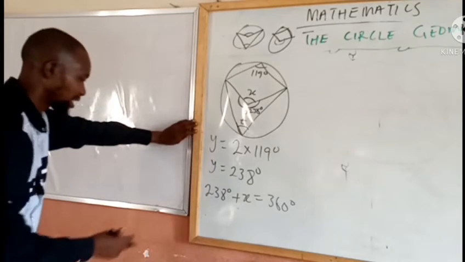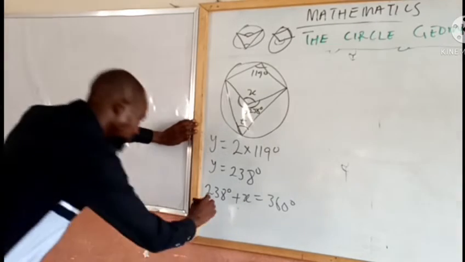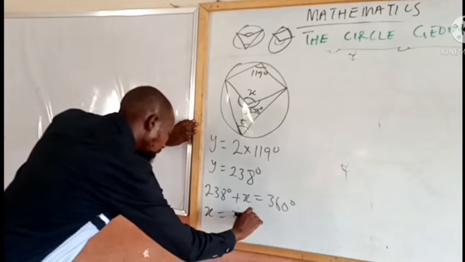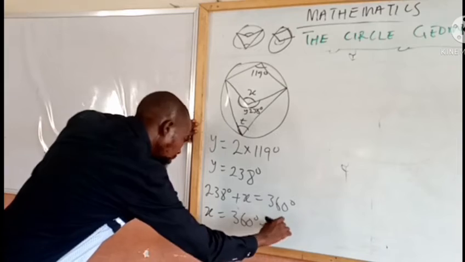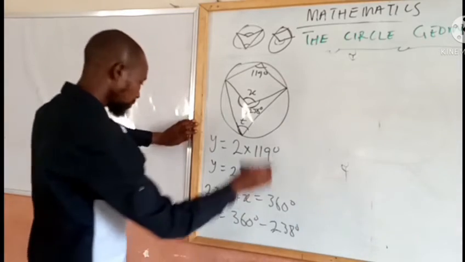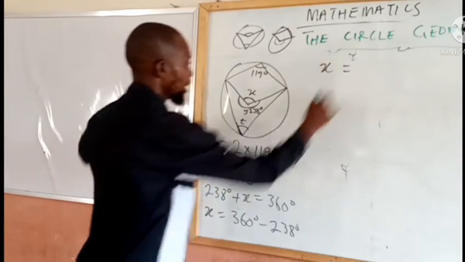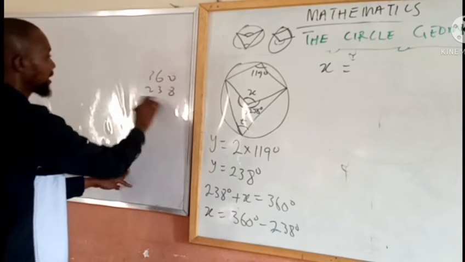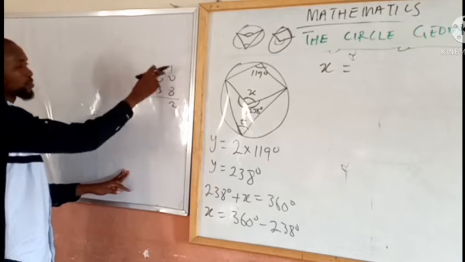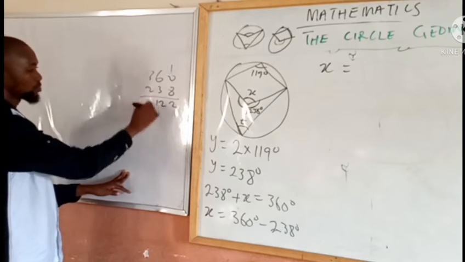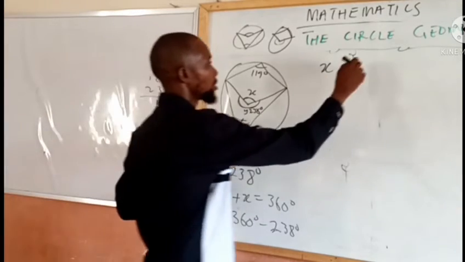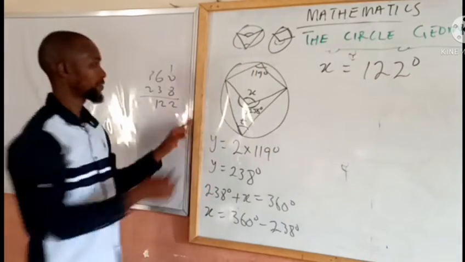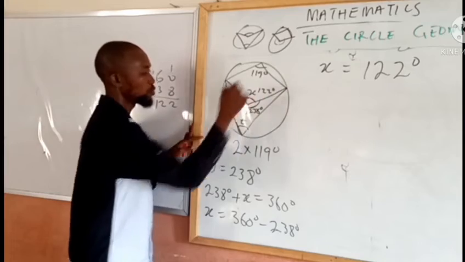So getting our x here means we're going to collect the like terms here. So we have x is equal to 360 degrees minus 238 degrees. So my x here will become 360 minus 238. 10 minus 8 here is 2. 5 minus 3 here is 2. So 122 degrees. So it shows our x here is 122 degrees. Now we can fix the value here, 122 degrees.